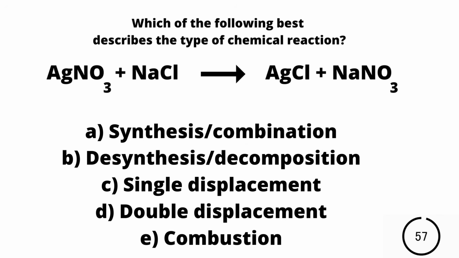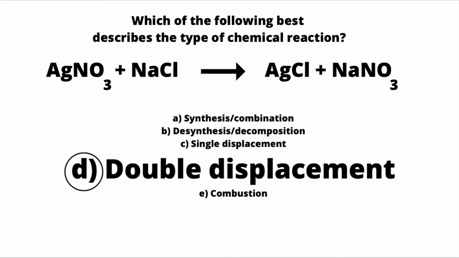Question number 17. Which of the following best describes the type of chemical reaction? Our answer here is D, double displacement.